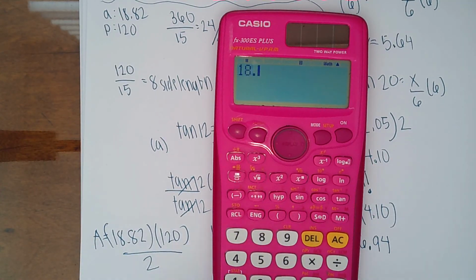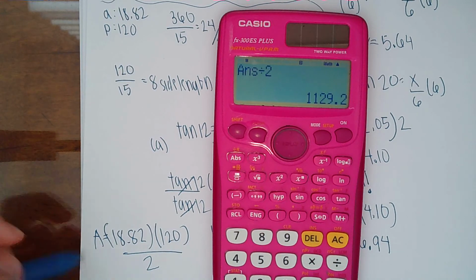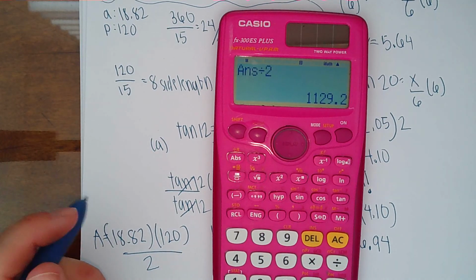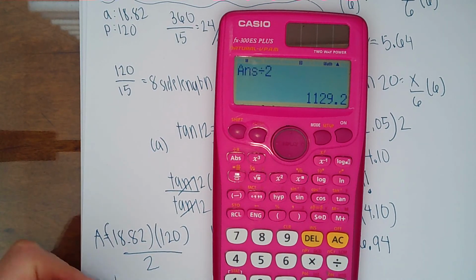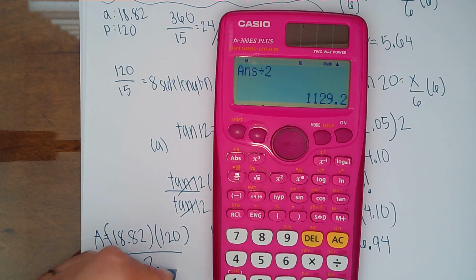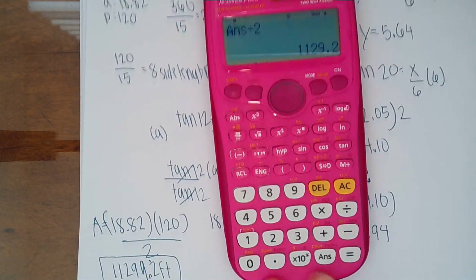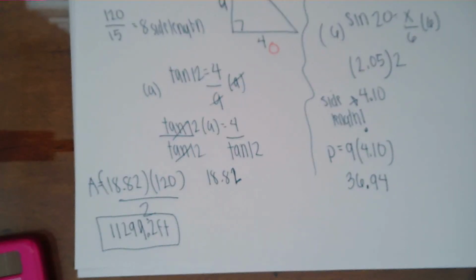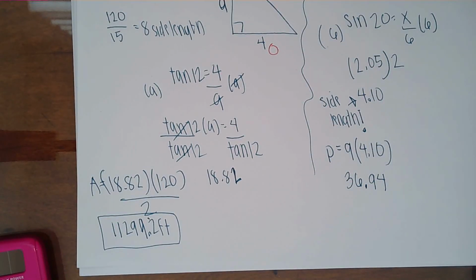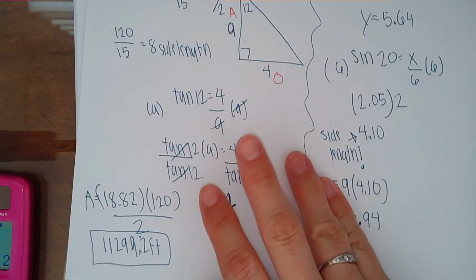So 18.82 times 120 divided by 2. And we end up with 1,129.2 feet. Whoops, if you could actually see that. 1,129.2 feet. Okay, so that's that. I'm going to move on to number 12.